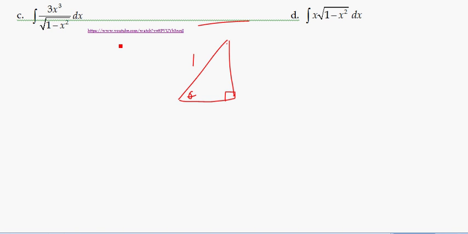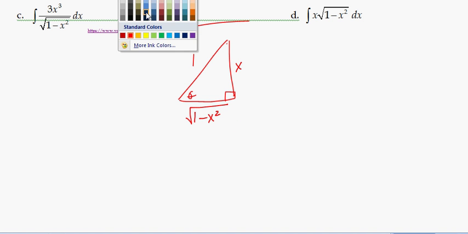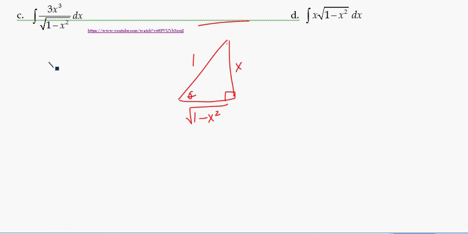Okay, so that means that my hypotenuse stays 1. Where is my cursor? There it is. And then the opposite side is x, and the adjacent side is going to be the square root of 1 minus x squared. Okay, so this gives us a substitution that x over 1 is sine of theta. So x is equal to sine, and then dx, the derivative of sine, is cosine. Okay, so when I go to do my substitution, x is sine of theta.